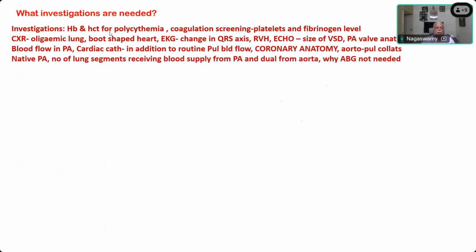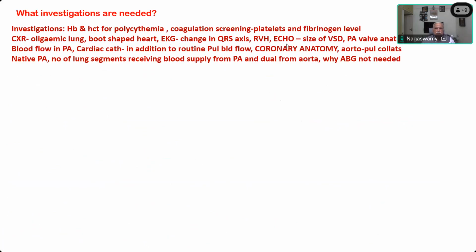Complete blood count with coagulation values. Hemoglobin and hematocrit, because they will have severe polycythemia as a compensatory phenomenon. Then coagulation screening for platelets and fibrinogen level. Chest X-ray to see the oligemic lung and boot-shaped heart. ECG for changes in QRS axis and right ventricular hypertrophy. Echo to see the size of the VSD, pulmonary valve size and blood flow in the PA. Cardiac catheterization, in addition to routine pulmonary blood flow, can also show the coronary anatomy.